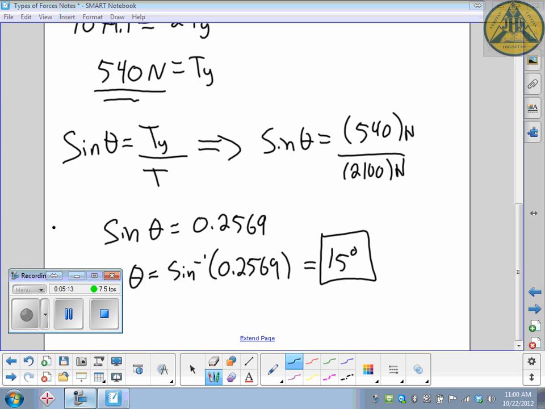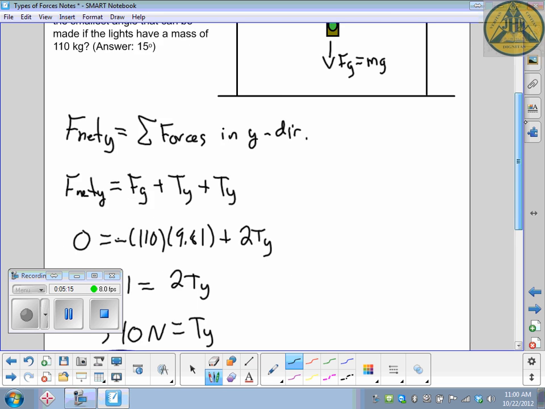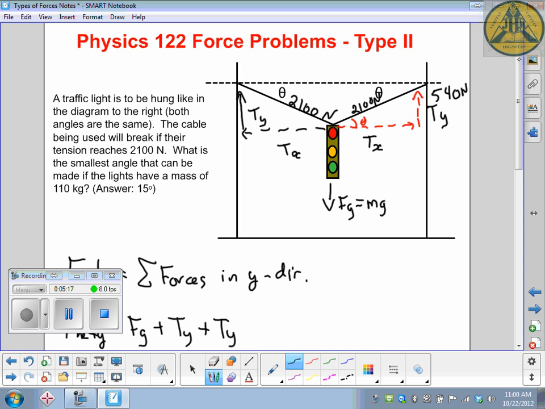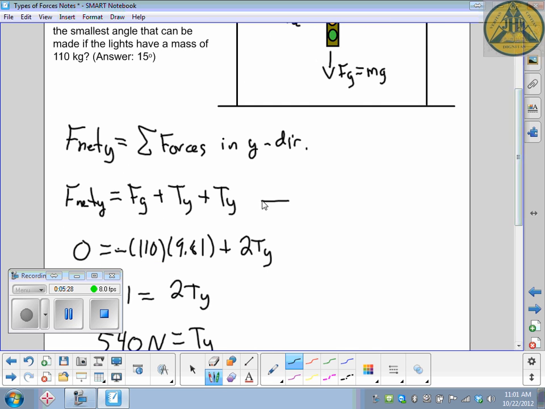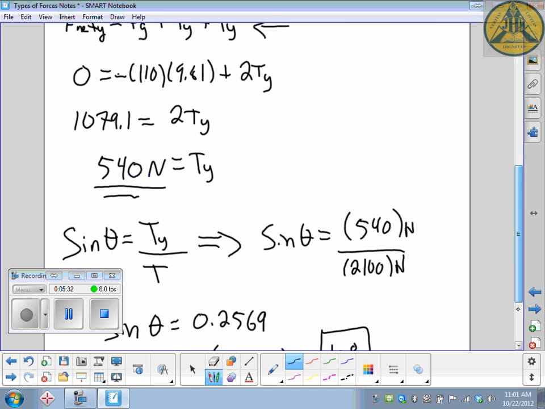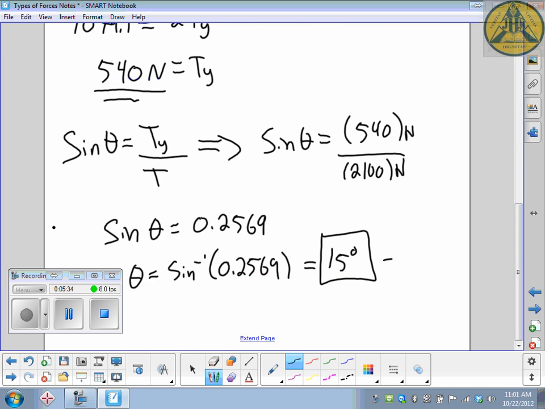So remember, we break up our force of tension into components to visualize the problem. Those two components have to counteract the force of gravity of the sign. So that's my starting point. I do the net force in the y direction, figure out my upward component of tension, then I go to my trigonometry and figure out what my angle is using opposite over hypotenuse as sine.